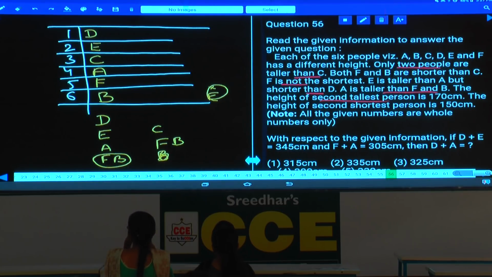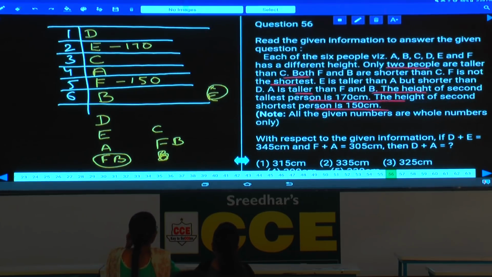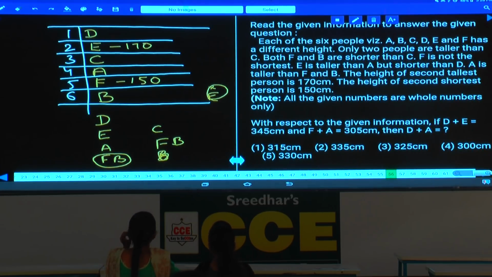The height of the second tallest person is 170. Second tallest, who is that person here? E is 170. And the height of the second shortest is 150. Second shortest, that is F, is 150. Then all the given information are whole numbers. Then coming to question number 56.